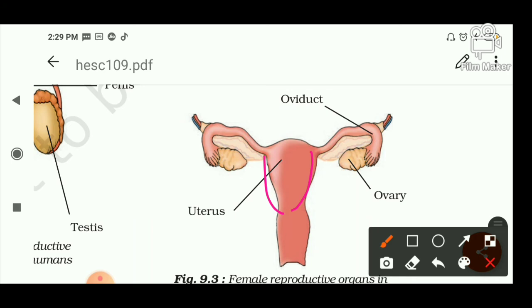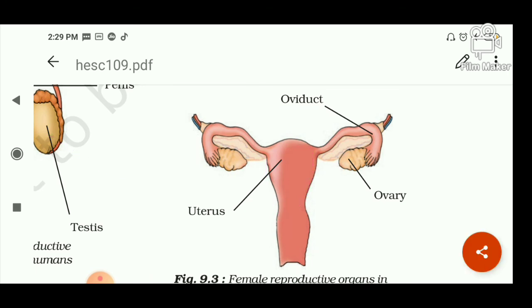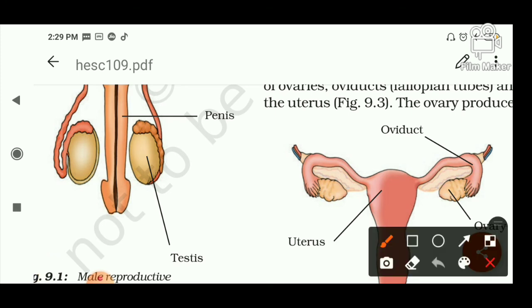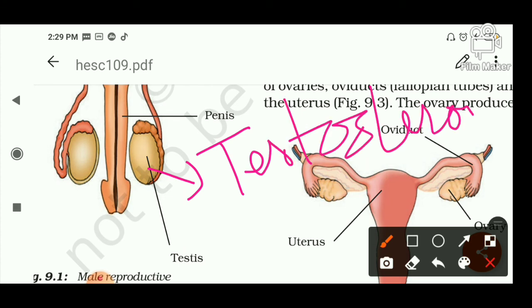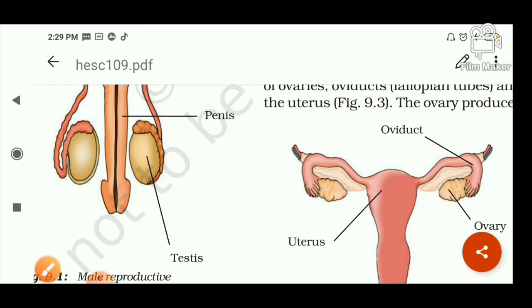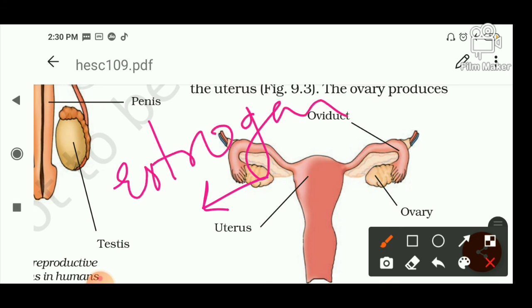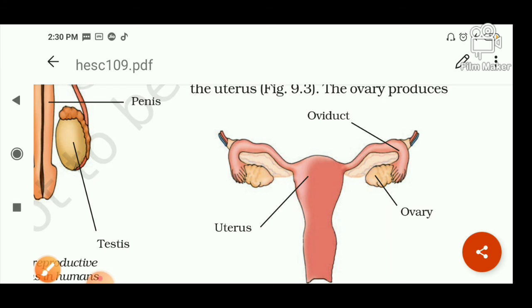The ovary produces the female gametes or ova, which are also called eggs, and hormones. This is also a hormonal gland, same as the testes. Testes are also hormonal glands. They also produce a hormone called testosterone. What hormone do they produce? Testosterone. This hormone is responsible for the secondary sexual characters, and the same in the female also. The ovary produces the female hormone called estrogen, which is responsible for the growth and secondary sexual characters, right?